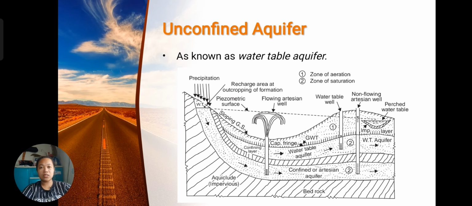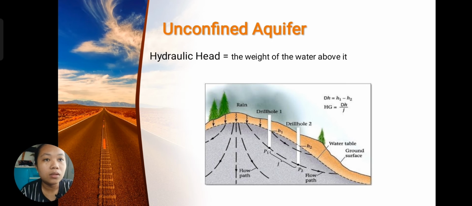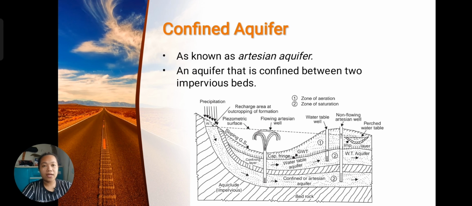Let's have first the unconfined aquifer. An unconfined aquifer is also known as the water table aquifer. As you can see here in the picture, this is the water table aquifer. For the hydraulic head and hydraulic gradient in an unconfined aquifer, the hydraulic head is equal to the weight of the water above it.